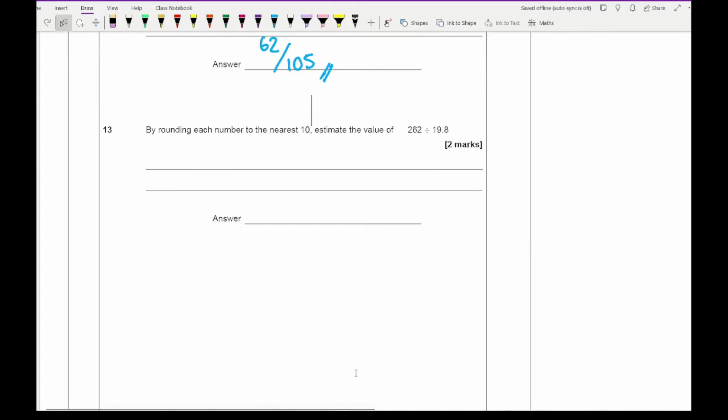Now for question 13, it says by rounding each number to the nearest 10, estimate the value of 262 divided by 19.8. So we're going to round each number to the nearest 10. So 262 rounded is going to be 260, and 19.8, to the nearest 10, is 20. So what I'm doing is 260 divided by 20, which if I cancel the zeros, I've then got 26 divided by 2, which is 13.